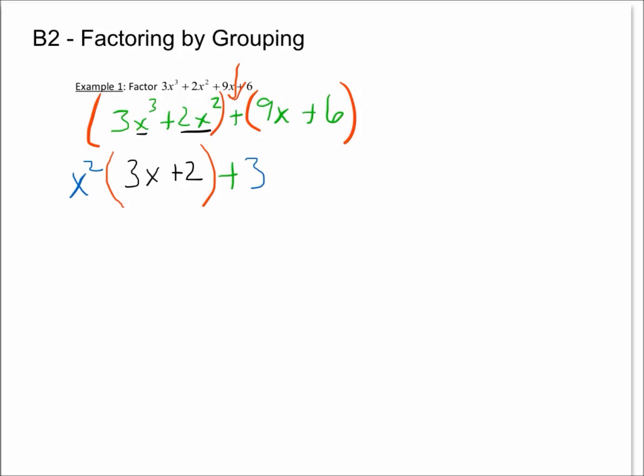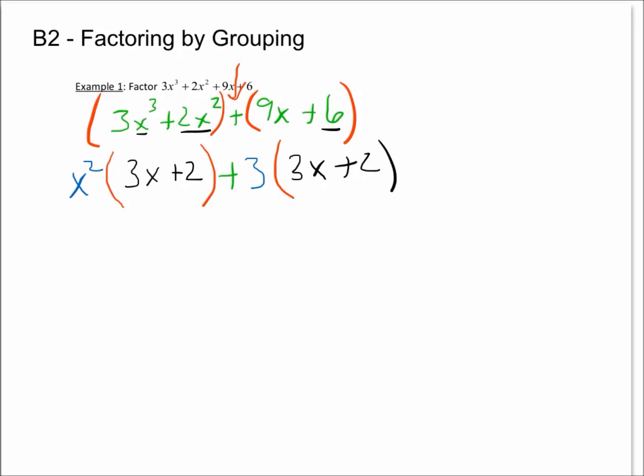Now, let's see what's left on the inside. So 9 divided by 3 is 3, and I didn't pull out any variables, so the x is left. And then plus, and then out of the second term, 6, I pulled out 3, which means 6 divided by 3 is 2.